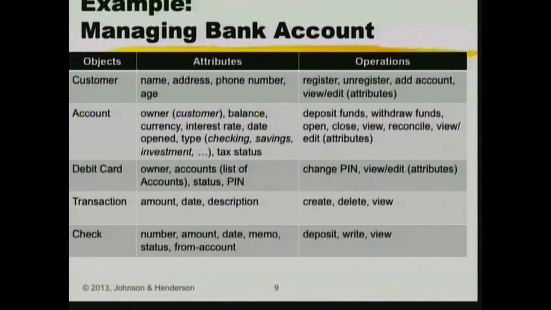An account has an owner, a customer, a balance, currency, interest rate, et cetera, et cetera. A debit card has these attributes, a transaction has these attributes, a check has these attributes, and these are the things that you can do to each of those things. And it's important when you're doing this to make sure that the operations and the attributes are on the correct object. That's one of the things that makes creating these conceptual models hard.